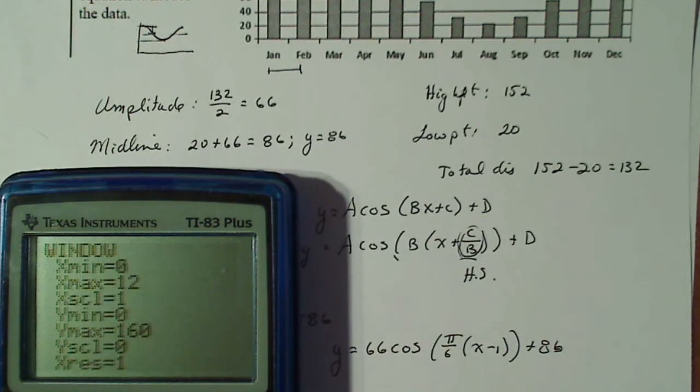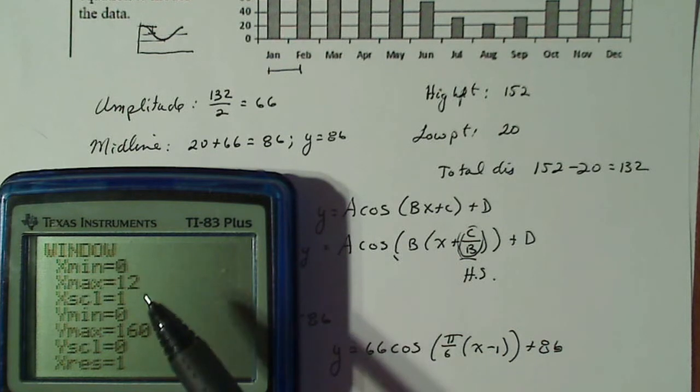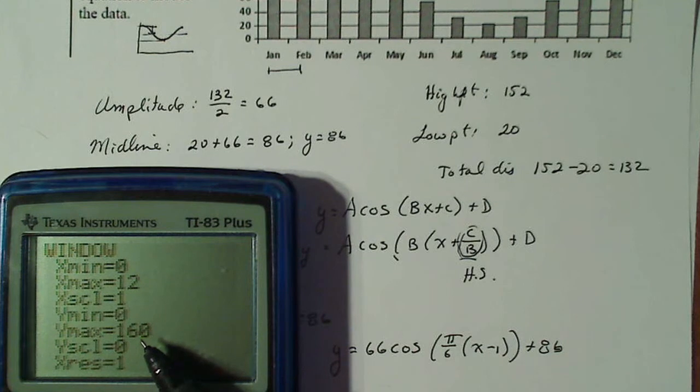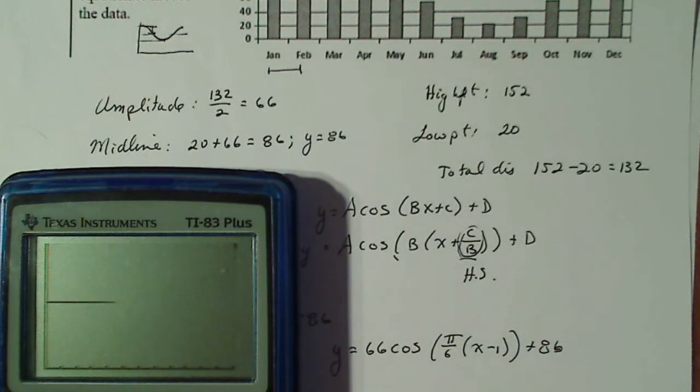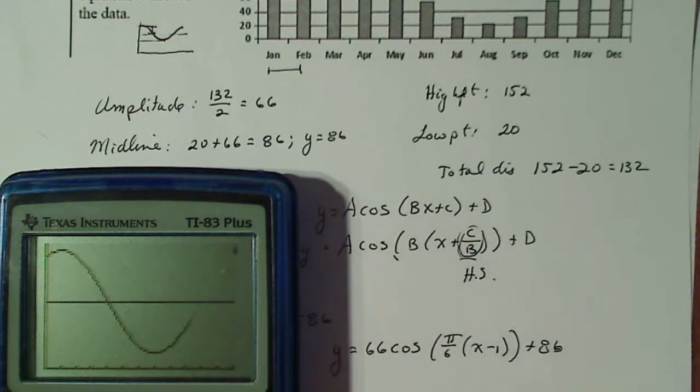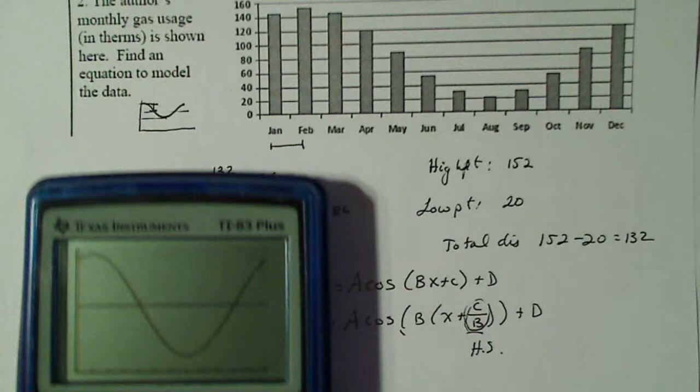Well, if I look at my data, my x values are my months from 0 to 12. My y minimum, I like it to be at 0. My high is about 152, so I'm going to go up a little higher than that at 160. And then see how it looks. So here comes the graph. There's the midline. Here comes my graph. And you can see it's a little lower first and then higher here, and that's great. All right, it's not too bad. I mean, if you compare it to that graph right there.